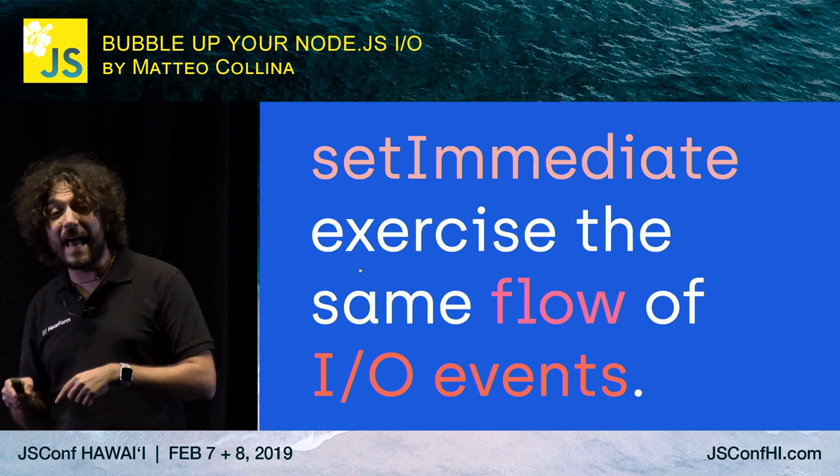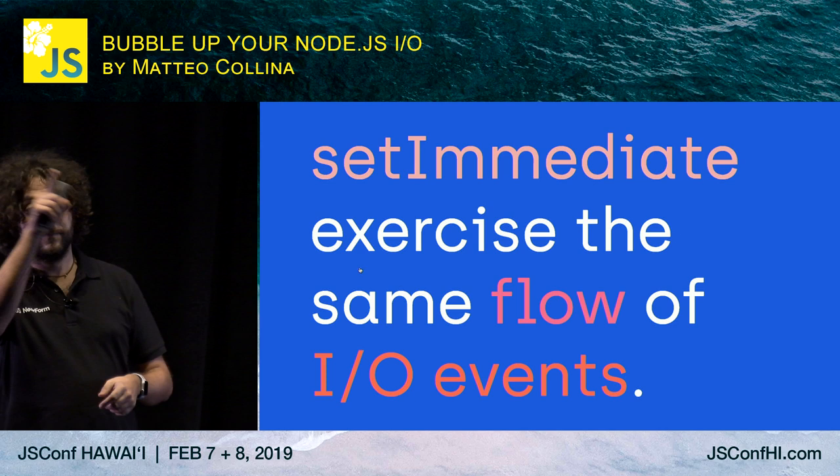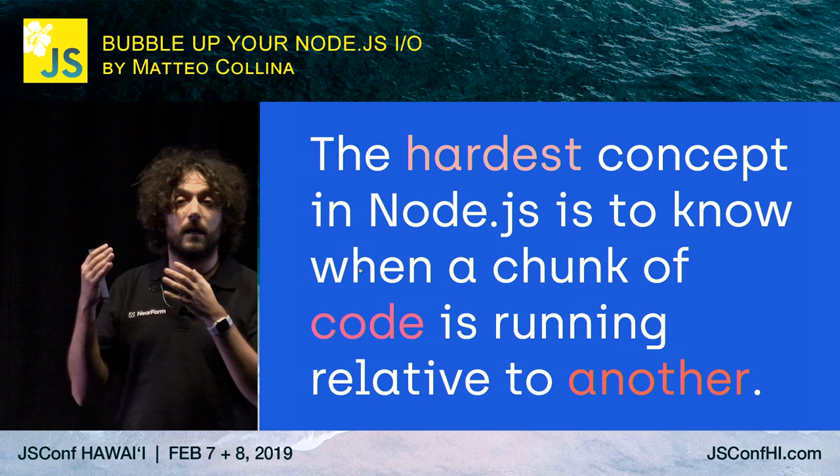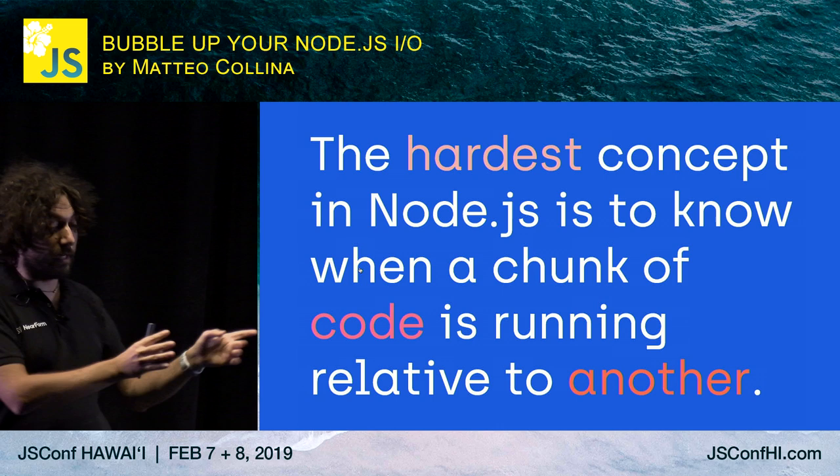Setimmediate instead exercises the full event loop that we've told you about, and I've not thrown in setImmediate and timeout zero because that's another level of complication. So again, the hardest piece of information, the other thing that a newbie starts working with Node has to learn, is to know when a chunk of code is executed relative to one another.